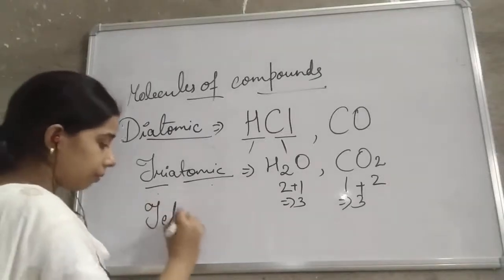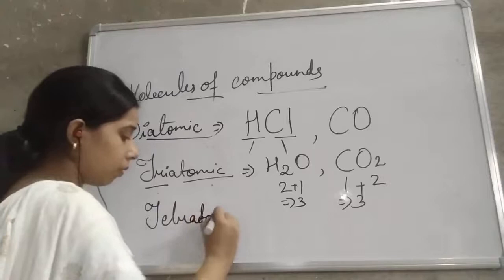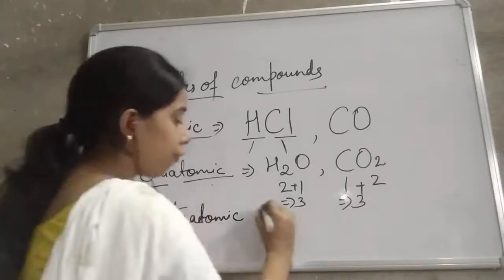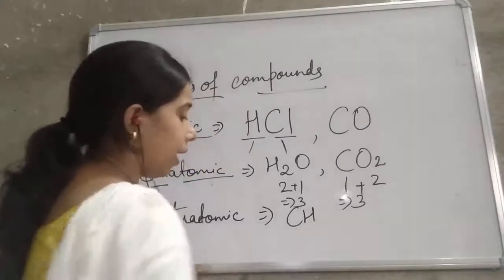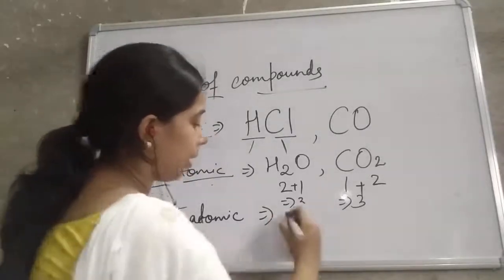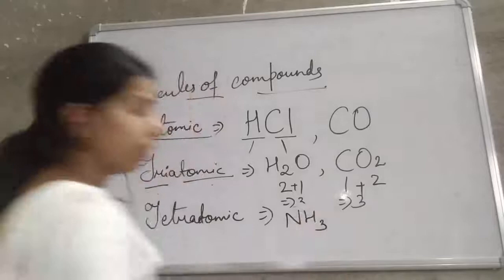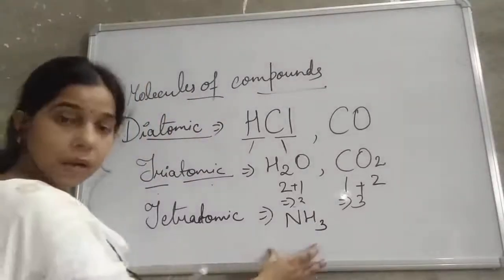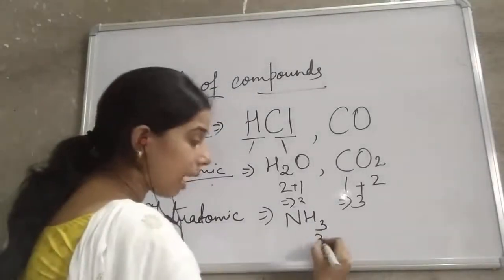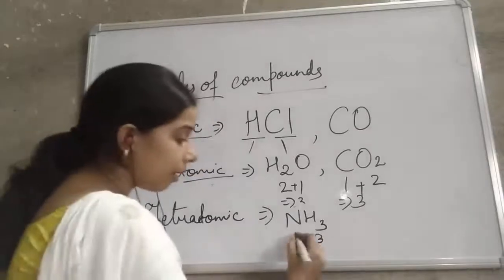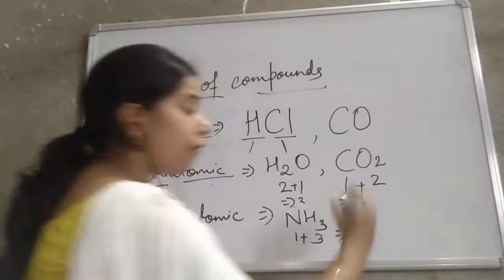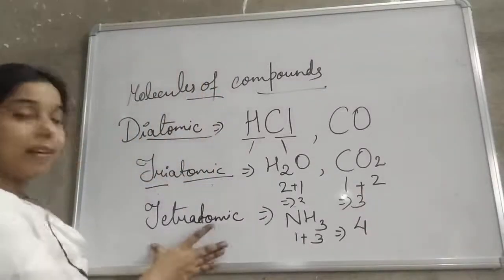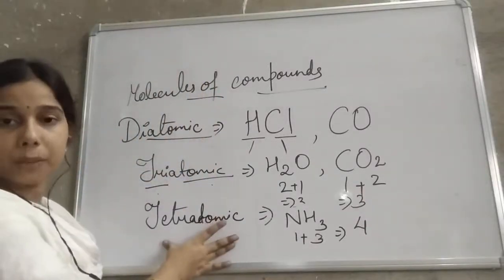Tetraatomic: NH3. You can see here ammonia. 3 atoms of hydrogen and 1 atom of nitrogen combine together to give 4 atoms, that is the tetraatomic molecule of a compound.